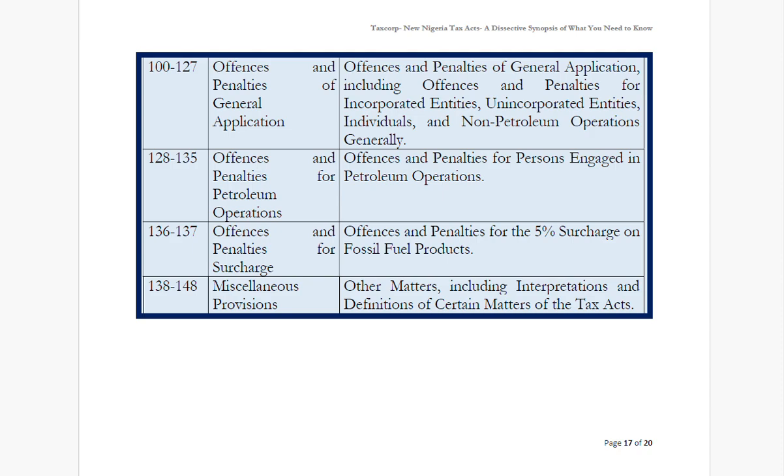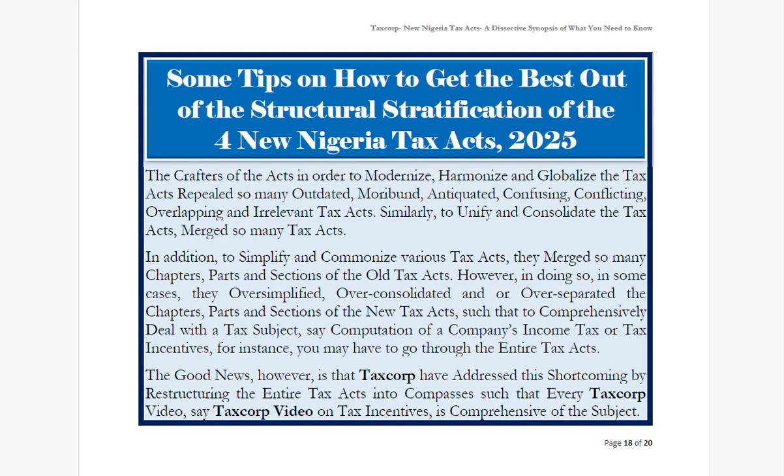Sections 128 to 135 deal with offenses and penalties for petroleum operations. It deals with offenses and penalties for persons engaged in petroleum operations. Sections 136 to 137 deal with offenses and penalties for the 5% surcharge on fossil fuel products. Then sections 138 to 148 deal with miscellaneous provisions, other matters including interpretations and definitions of certain matters of the Tax Act.